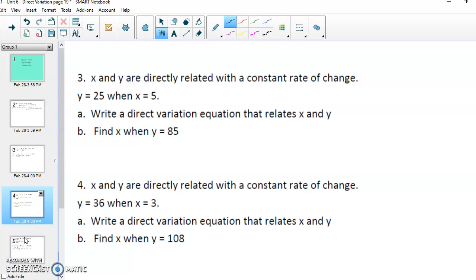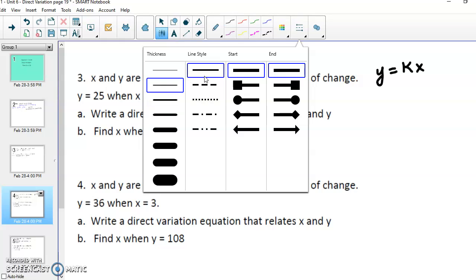Number 3, 4, 5, and 6 are all the same problem. I'll do, say, 2 of them, and you'll do the rest. X and y are directly related with constant rate of change. Y equals 25 when x equals 5. Write a direct variation equation that relates x and y. So here's how you do this. You always start with the formula y equals kx.